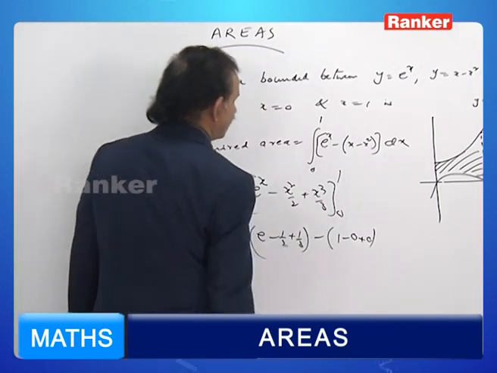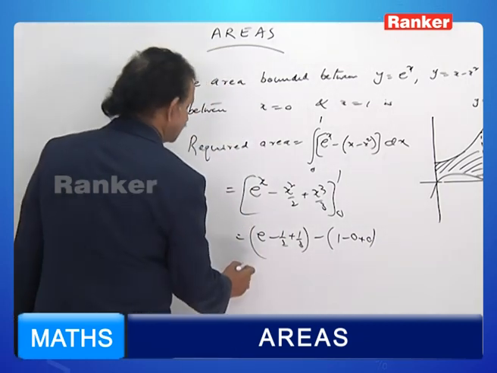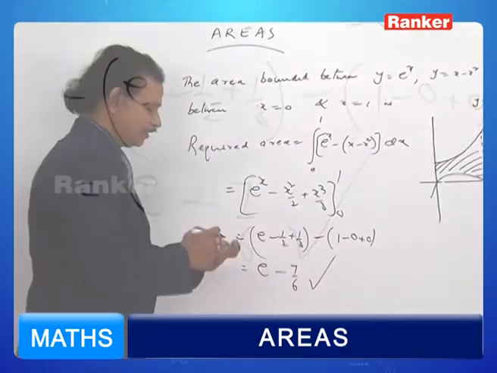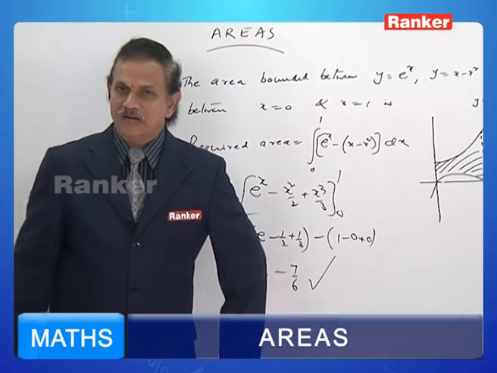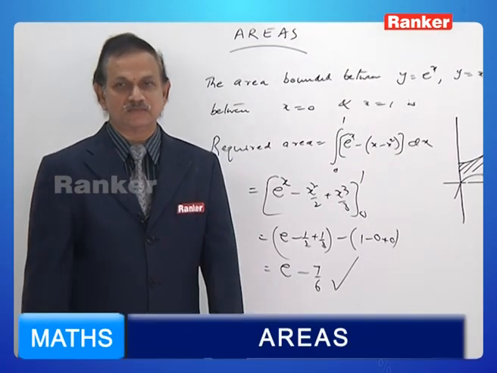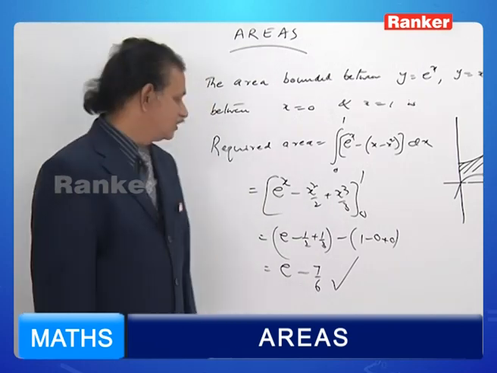All together, minus 1 by 2 plus 1 by 3 is just nothing but minus 1 by 6. Minus 1 by 6 and minus 1. Minus of 1 plus 1 by 6. That is equal to e minus 7 by 6 is the required area. 1 plus 1 by 6 is 7 by 6. Minus of 1 plus 1 by 6 is minus 7 by 6. So the answer is e minus 7 by 6.